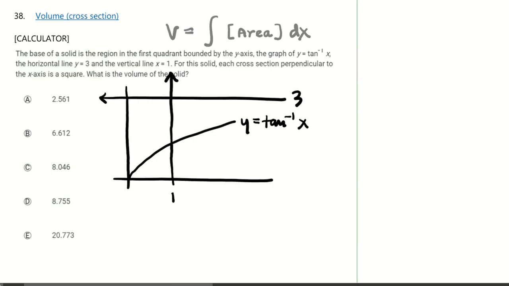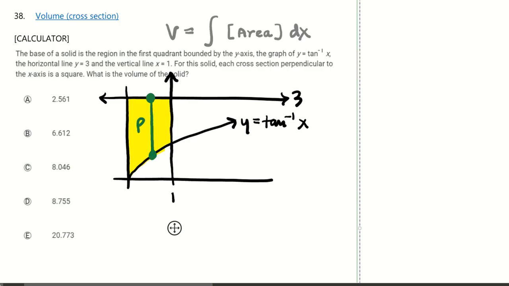And for a region like this where you're not entirely sure which part they're talking about, keep in mind it needs to be bounded by all four of these things, right? The y-axis, the graph of arctangent, y equals 3, and x equals 1. So the one that's bounded by all four of these curves, or lines, is going to be this area that I'm shading in yellow. Now we're going to take cross-sections perpendicular to the x-axis, so we need to draw one of those cross-sections.